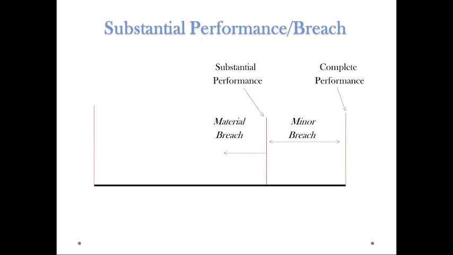First, I want to talk about this chart that is probably the most important part of this entire lecture. It has to do with some very complex principles involving performance and breach. We lawyers like to think in terms of a continuum, 0% on one end, 100% on the right. The complete performance line here is 100% performance, meaning both parties to the contract have done exactly what they promised. No breach, no problem. That's great. At the other end of the spectrum would be 0% performance.